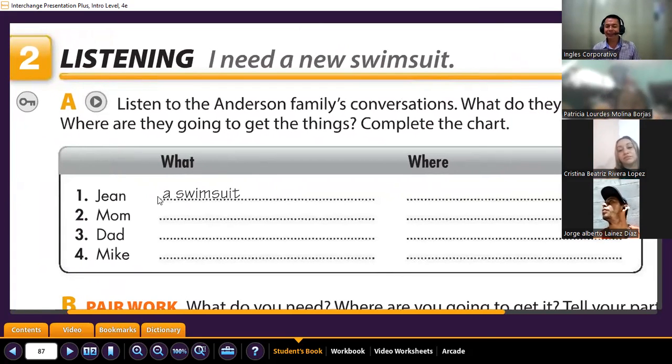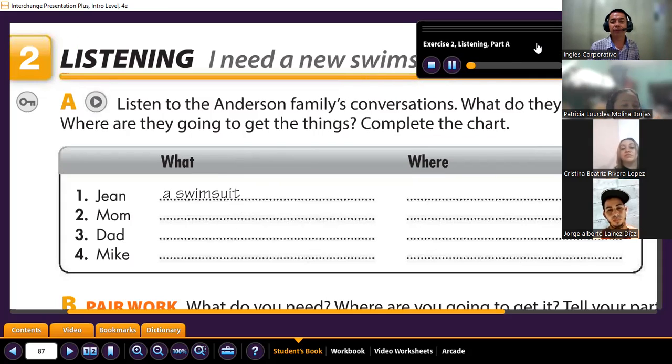Okay. Now, this is the Anderson family, right? Imagine, for example, the Rivera family. In this case, it's the Anderson family. We're going to listen to the conversation of the Anderson family. What do they need? Where are they going to buy those things? For example, I need pupusas. Where am I going to buy the pupusas? In a pupuseria. So you are going to copy what you need, and the place where you're going to get it. We have Jean, mom, dad, and Mike. I imagine Jean is the daughter, and Mike is the son, right? So listen, please, and complete.